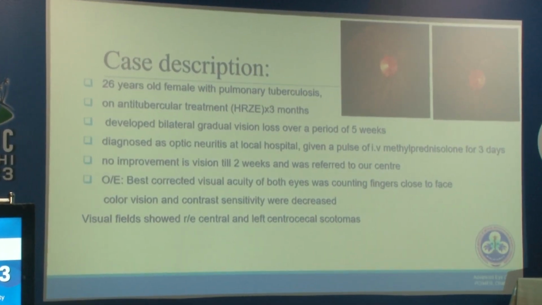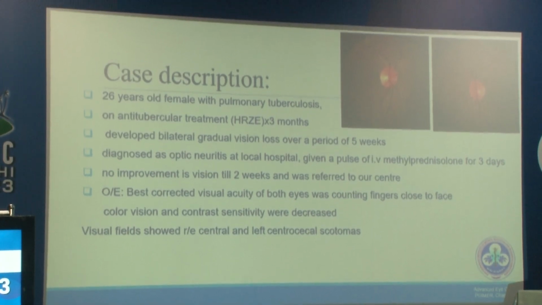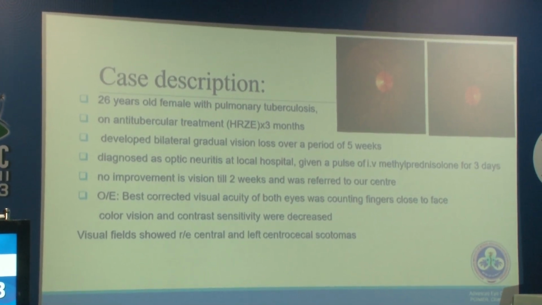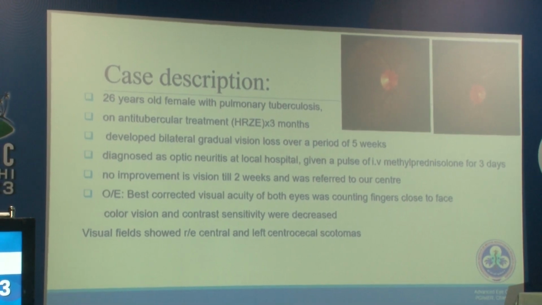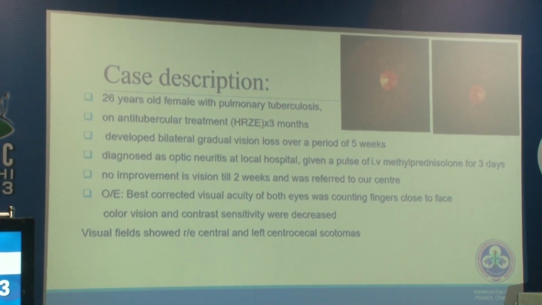So this is a 26-year-old female with pulmonary tuberculosis, and she's been on ATT for the past 3 months. She comes to us with a bilateral gradual vision loss, which was over a period of five weeks. It was deteriorating. She showed at a local hospital, and then she was diagnosed as optic neuritis and given pulse IV methylprednisolone for 5 days, which is the usual treatment we give. She had no improvement in vision till 2 weeks and was then referred to our center.